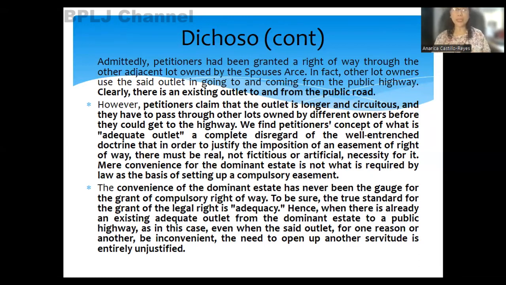Hence, when there is already an existing adequate outlet from the dominant estate to a public highway, even if for one reason or another it can be inconvenient, the need to open up another servitude is unjustified.